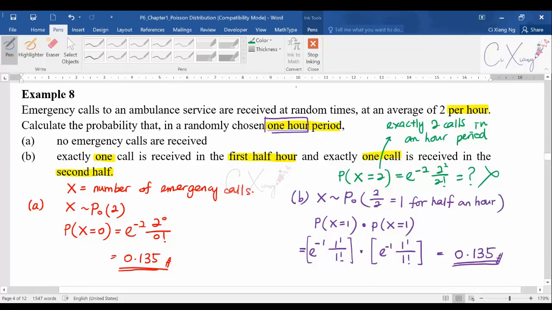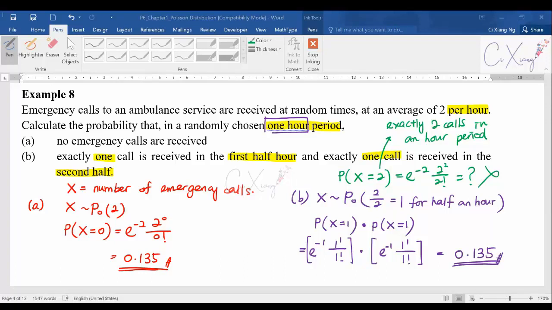Right? So this is what we have for example, part A and part B. This is the difference. And then please have a look at the green color part. If you are doing it in the green color part, that is wrong. Because if you want to do it in green ink like this, then the sentence should look something like exactly 2 calls in an hour period.